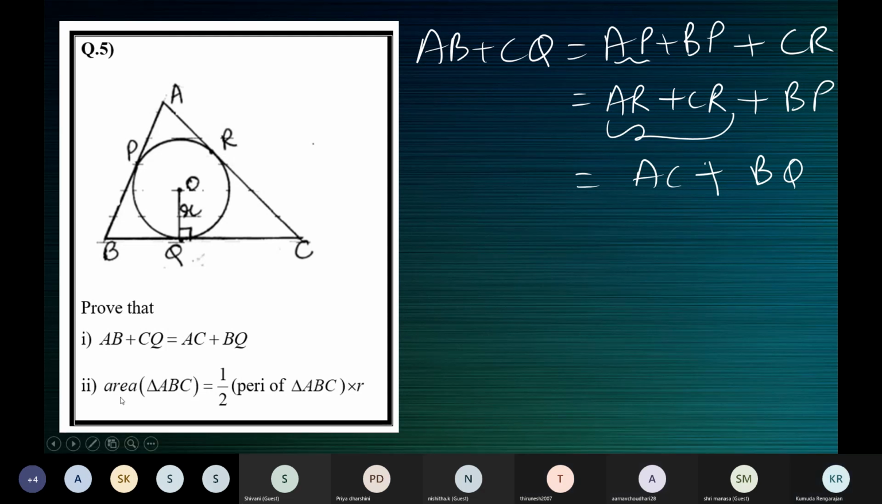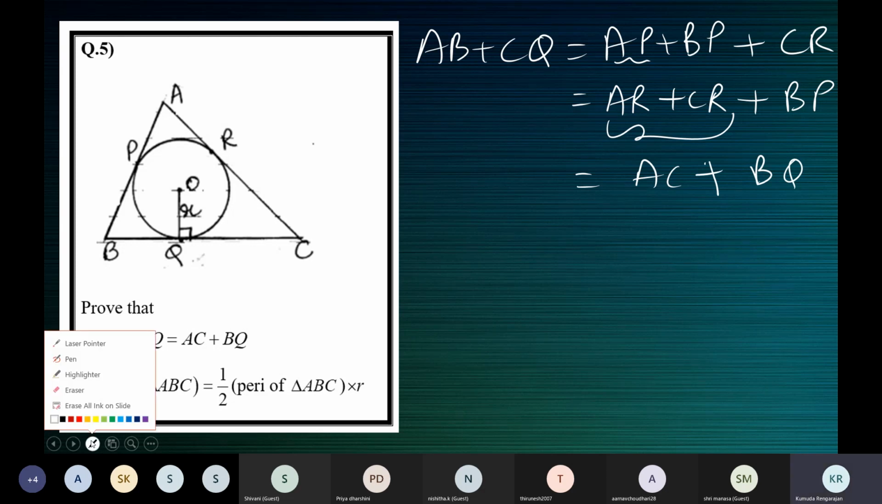Very good. Write on. You must give reasons. When you write AR is equal to AP, you must write tangents from, in the bracket at the end. You should write AR is equal to BR because tangents from the same external point A to the circle are equal.